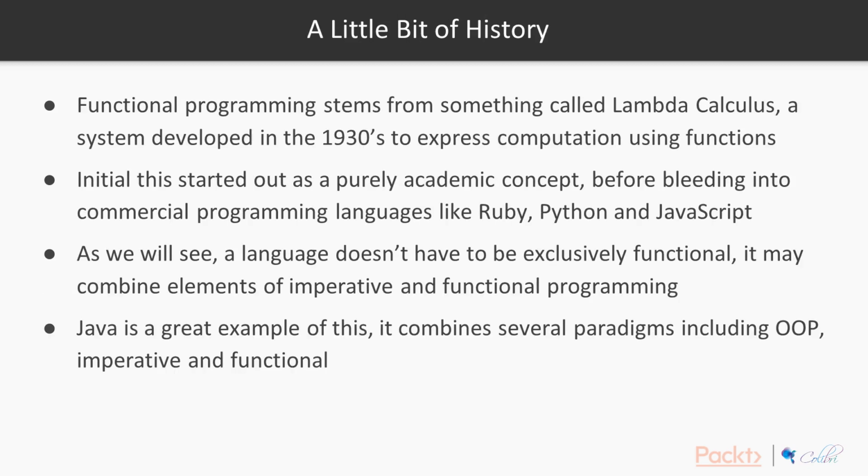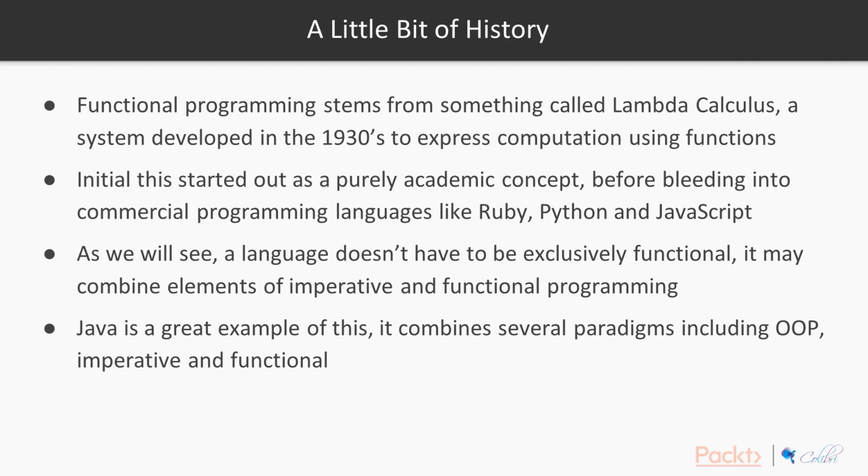Firstly, let's just take a step back and get some context and understand a little bit of history about where this came from. So functional programming actually stems from something called lambda calculus, which was a mathematical system developed in the 1930s to express computation using functions. Initially this started out as a purely academic concept before slowly bleeding into commercial programming languages like Ruby, like Python, like JavaScript, and now as of Java 8, Java.